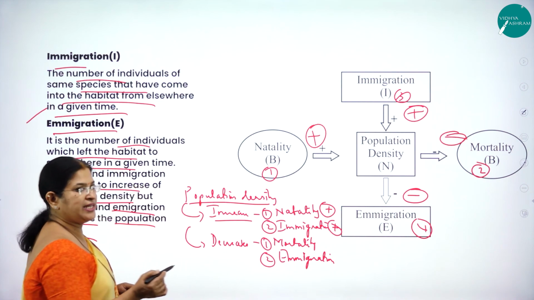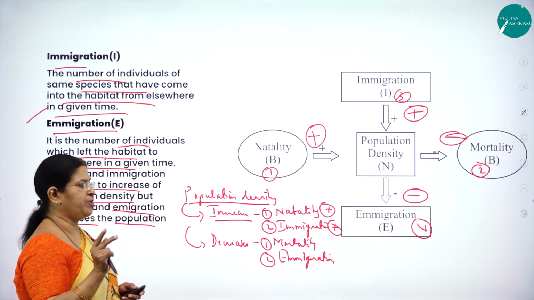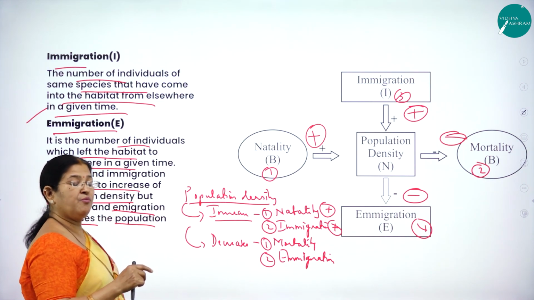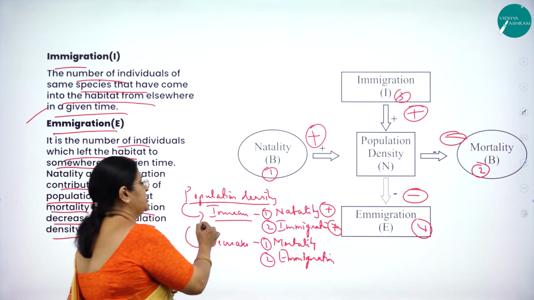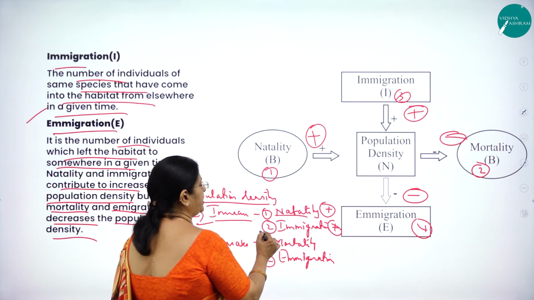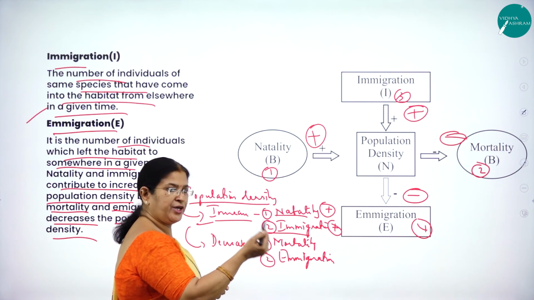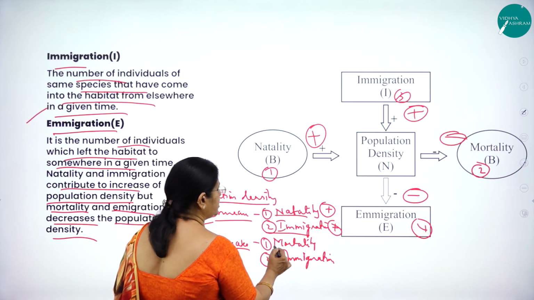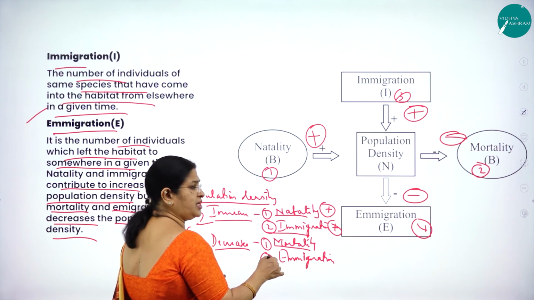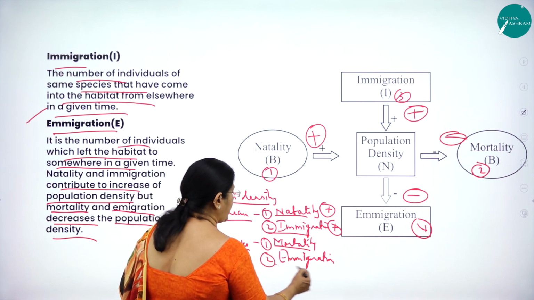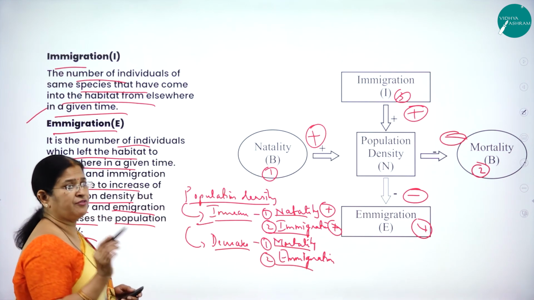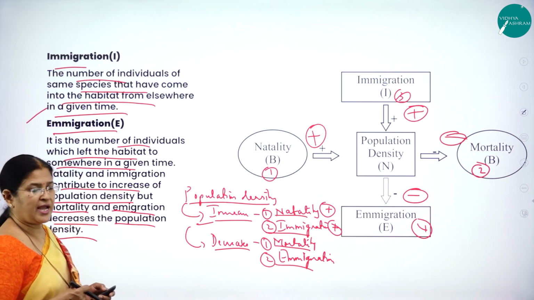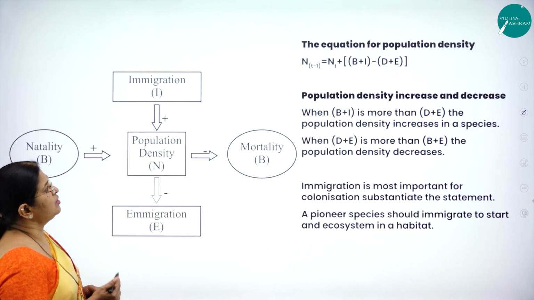So population density is affected by four very important factors, but when will the population density increase? Due to natality or birth rate and due to immigration, people moving into the habitat. It decreases due to death of an individual and people moving out of the habitat. Hope you have understood what the four very important population attributes are. Then what is the formula?